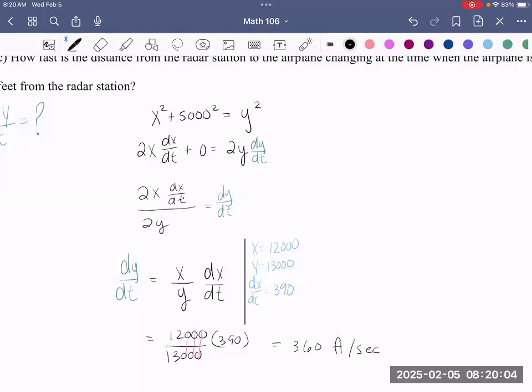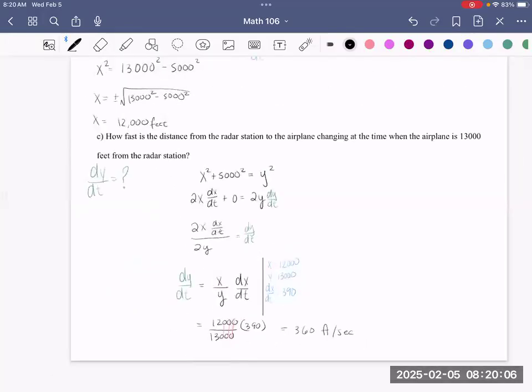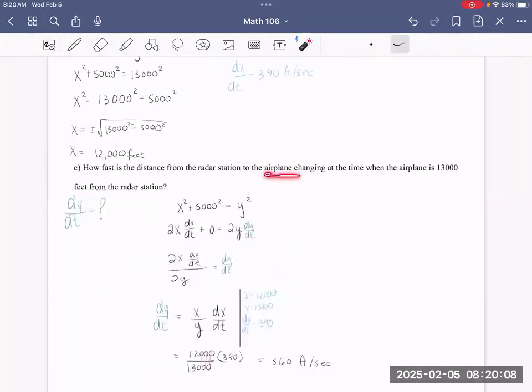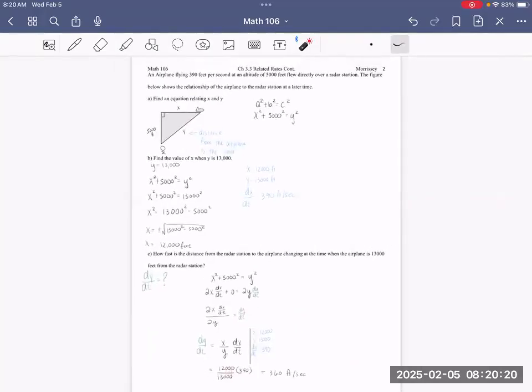So how fast is our distance changing? So how fast is the distance from the airplane to the radar station changing at a rate of time? We have 360 feet per second. So hopefully that clarifies these related rates, the visual aspect of it, trying to figure out, okay, what do we do if we have more missing values, but creating an equation.